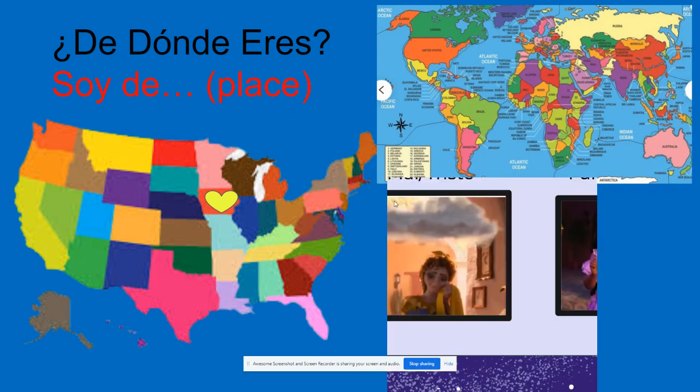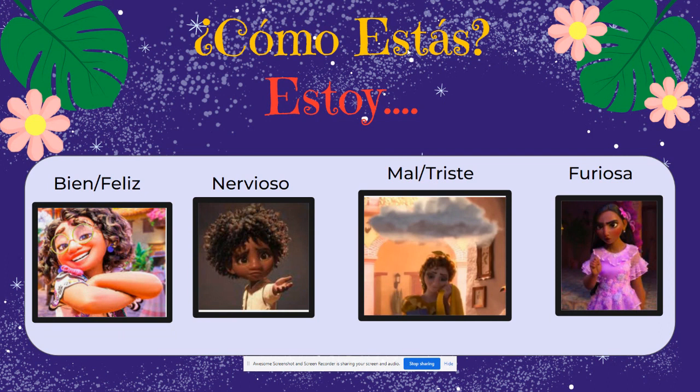All right, perfect. The next question is, ¿Cómo estás? ¿Cómo estás means, how are you feeling? And you reply by saying, estoy, like, estoy bien or estoy feliz. Like Mirabel here in the picture. She's feeling well or she's happy. Or maybe you're feeling a little nervioso, like Antonio, when he had to go up and get his door. Or maybe you're not feeling well. Maybe you're mal or sad, like Pepa, triste. Or maybe furiosa, like Isabella. All right. So if I were to reply, I would say, yo estoy muy bien. Yo estoy feliz. What about you? ¿Cómo estás?